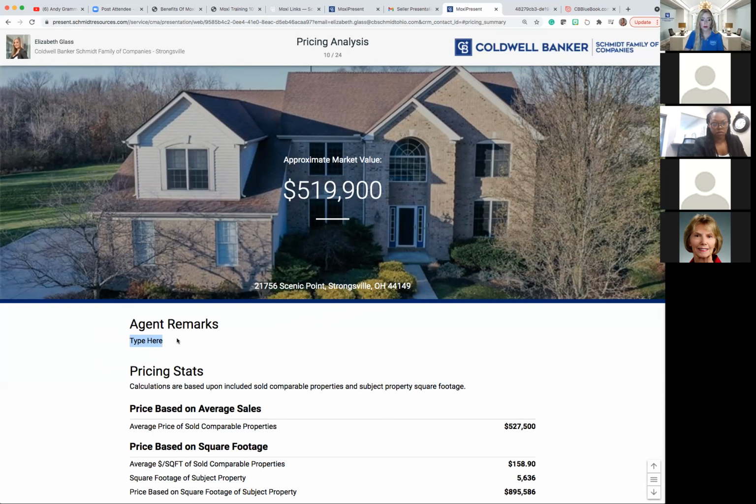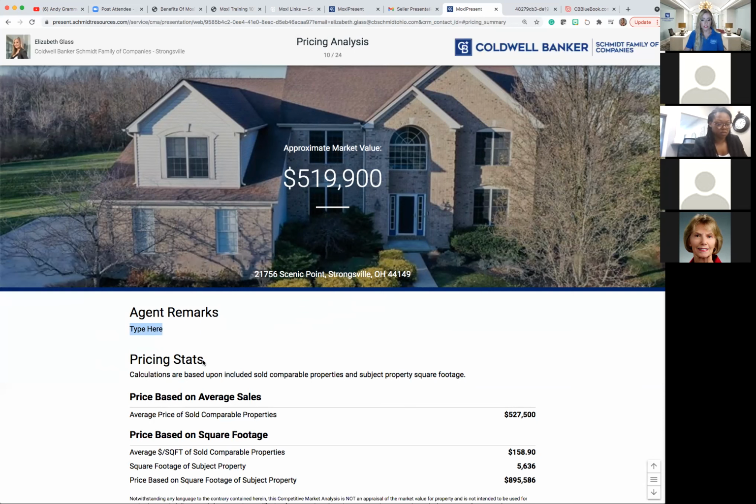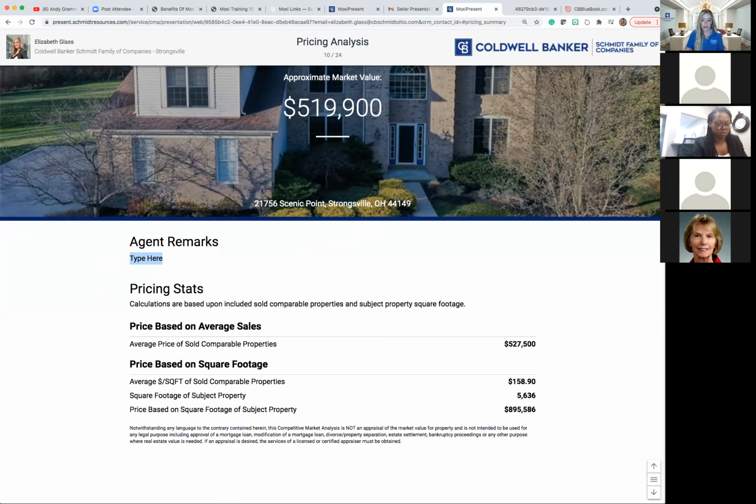However, if you want to put in remarks, if updates were made, what they could potentially put it on the market for, because you know that's a conversation with most sellers is, should I spend the money to update or should I not? So it just breaks it down for you, price per square footage, etc. Next slide.